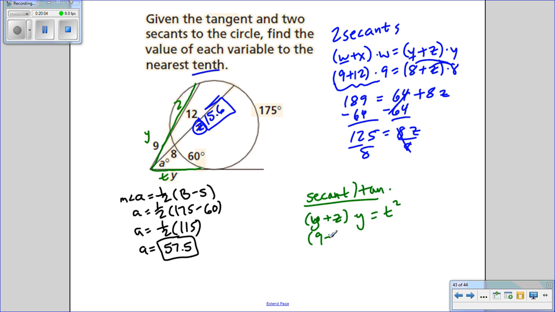So it's 9 plus 12 times 9. And over here we have y squared. This we already figured out from the previous problem was 189. So the only thing we have to do here is square root that. Square root of 189 should give us our answer. And rounded to the nearest tenth is 13.7. So that kind of summarizes the whole lesson. All right, thank you.